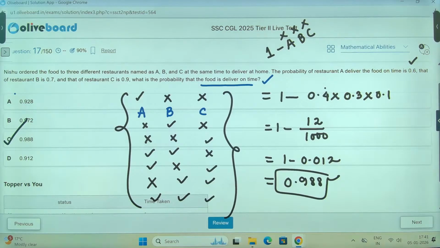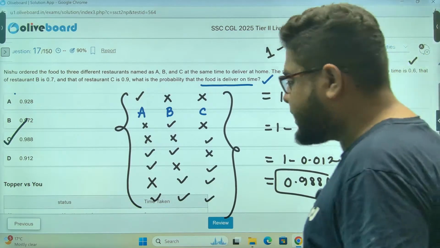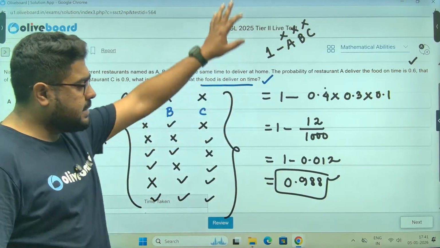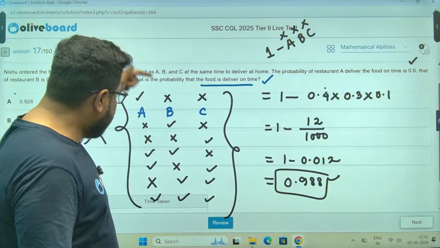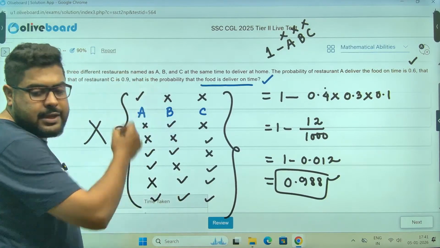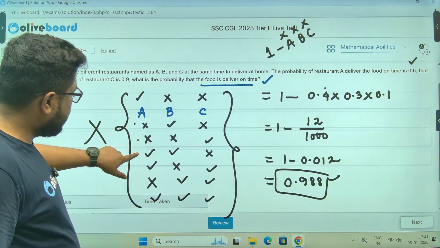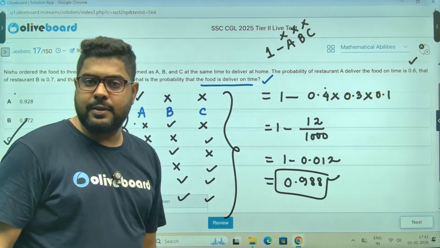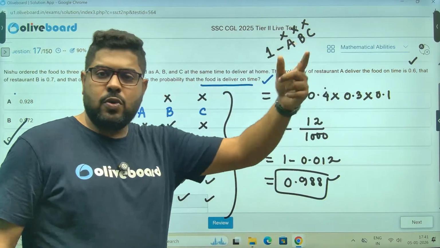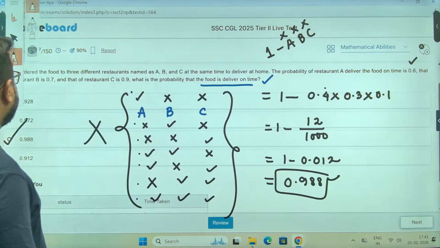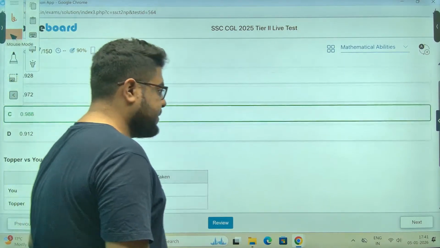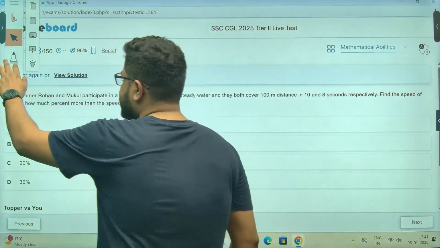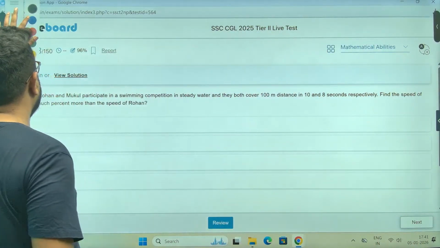Everyone, try to understand this. Try to understand why we are not doing it like this, and why this is a better approach. Because if you do it like this, you have to calculate all these situations, 1, 2, 3, 4, 5, 6, 7 situations individually. Then you have to add. Whereas here I can just do one situation. Clear everyone? Moving on then. Next one, please. Let's quickly do.